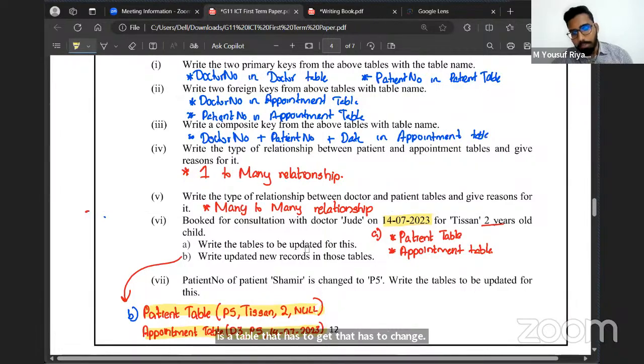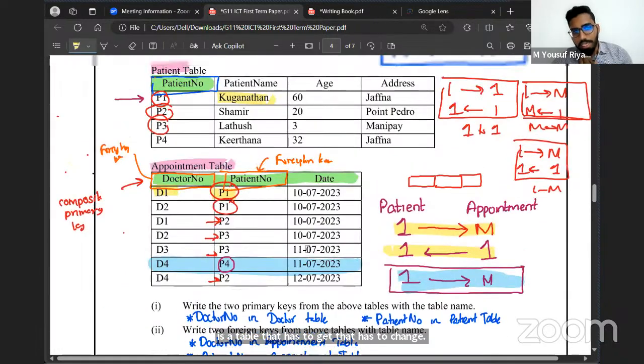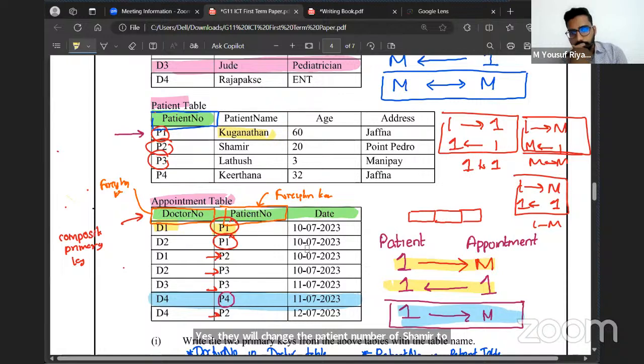I will change the patient number of Shamir to P5. So, what are the tables you have to change? Is it only the patient table? No, I wrote null because that value is not given. We don't know the value. So, null means no value, something like that.